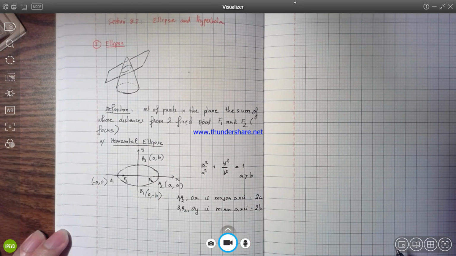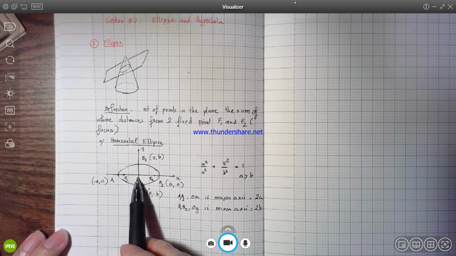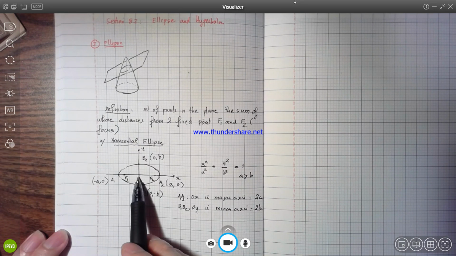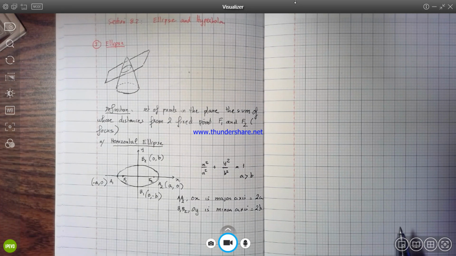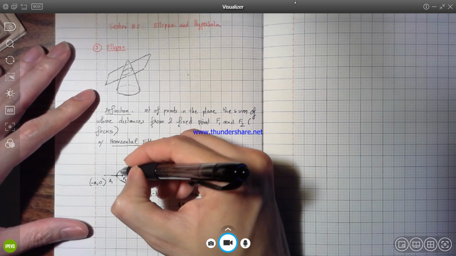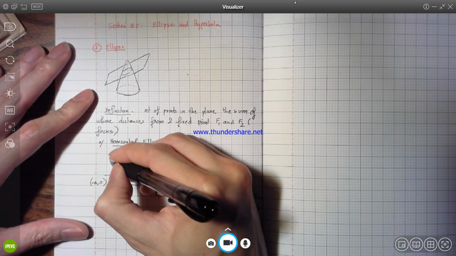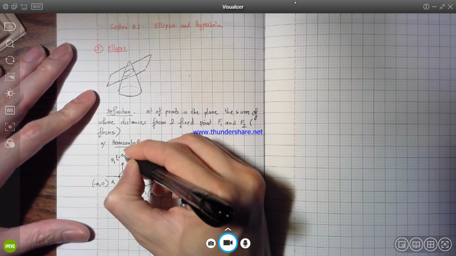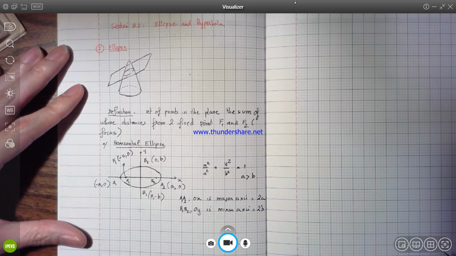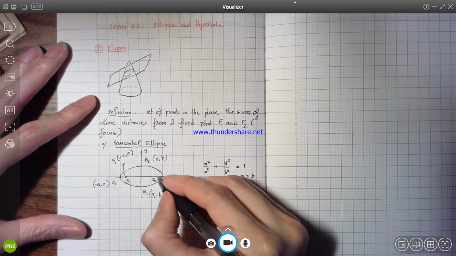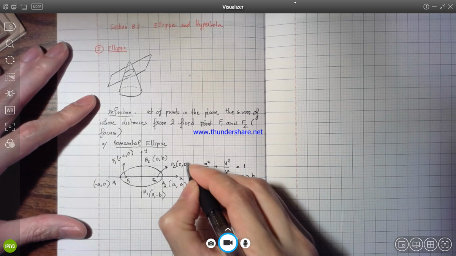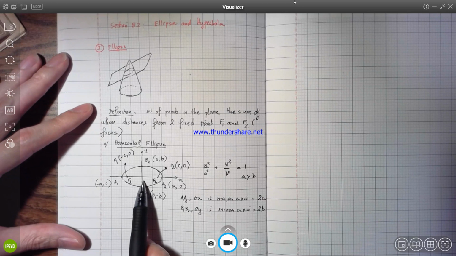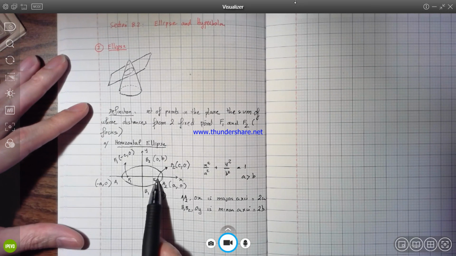And the distance from the origin to F1 or from the origin to F2, we call that the C value. It means that the coordinate of F1 must be negative C, comma 0, and the coordinate of F2 must be C, comma 0. And C is the distance between the origin and the point F1 or the point F2.